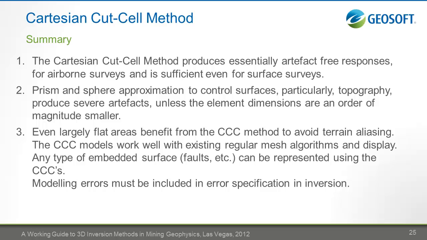And as one final comment, we should realize and emphasize that modeling errors, such as we've seen here in this prism approximation, must be included in the error specification in the inversion. So when, as a practitioner, you're running an inversion and maybe the data looks like it has only a 1 nanotesla error, if you've got modeling errors at 5 nanoteslas, these need to be added into the error specification.